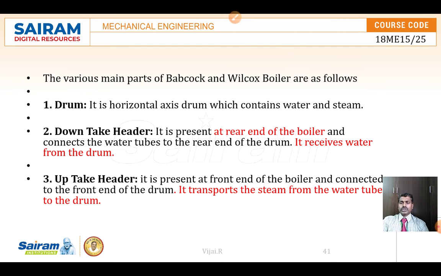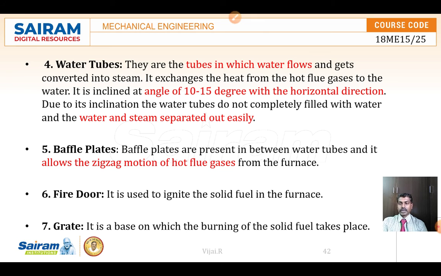blades. So the main parts of these water tube boilers are the drum, a downtake header and an uptake header. The drum consists of water, and the downtake header, which is connected at the rear end of the boiler, receives the water from the drum for heating. Then it gets heated up. Through the uptake header, the steam generated in the water tubes will move upward to the drums, right?